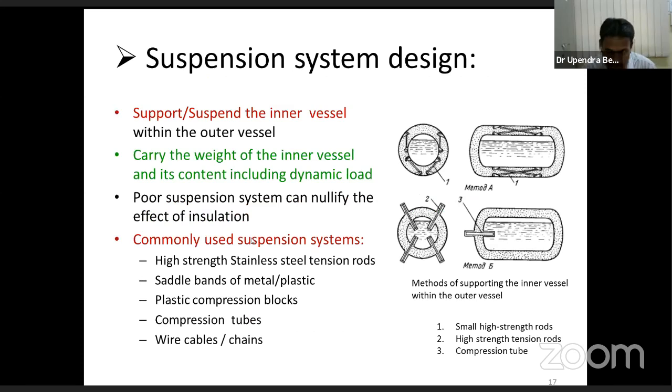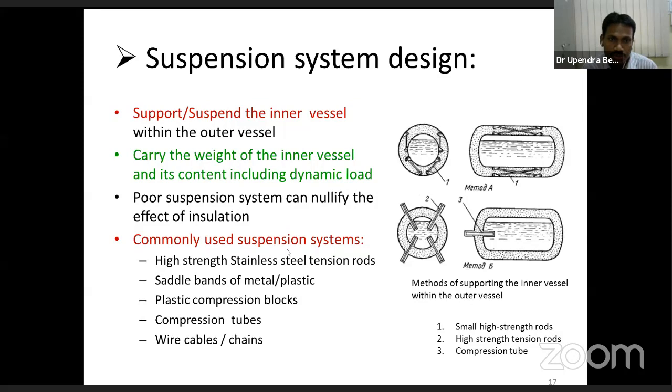Next, after designing the inner and the outer vessels, my next step will be to design the suspension system to support the inner vessel within the outer vessel. These suspension systems also carry the weight of the inner vessel along with its liquid content, including the dynamic load. If the suspension system is not good, this inner vessel will just toss to the outer vessel and nullify the effect of insulation. So again, direct convection heat transfer will take place from this outer vessel to the inner vessel, and you land up in problems, so that you cannot store the cryogen, or if you are putting the cryogen, immediately it gets evaporated.